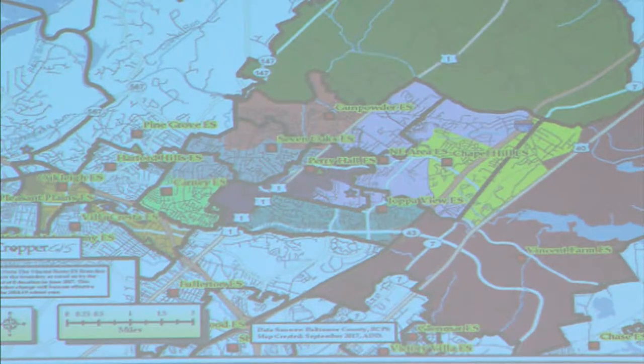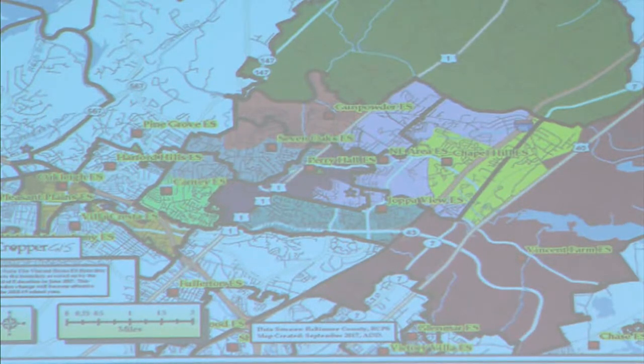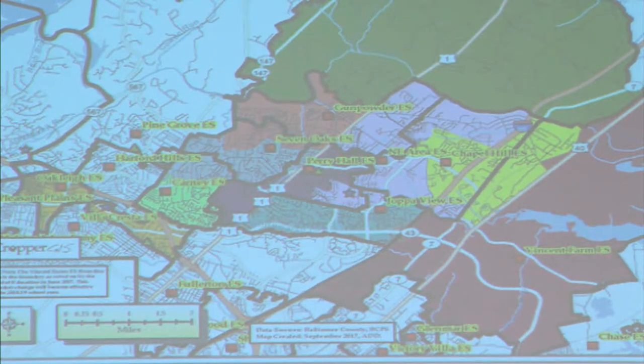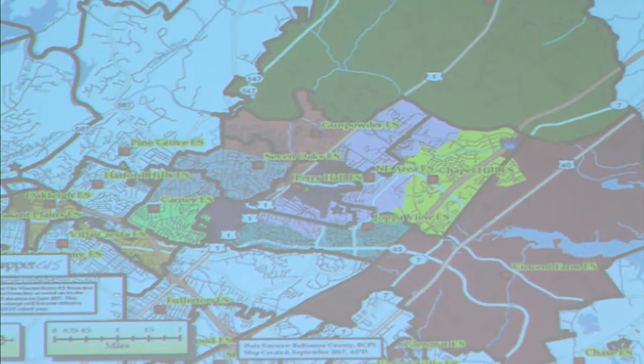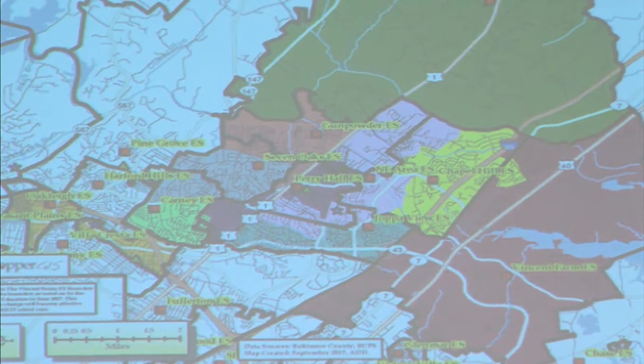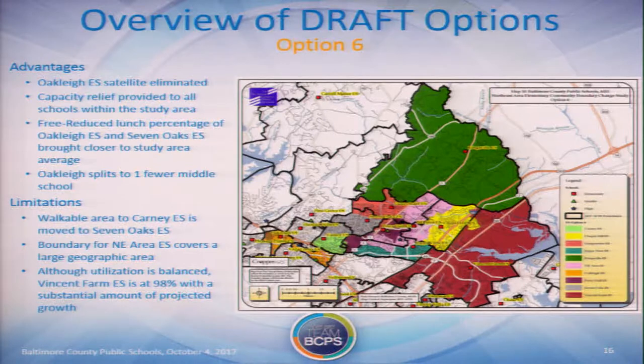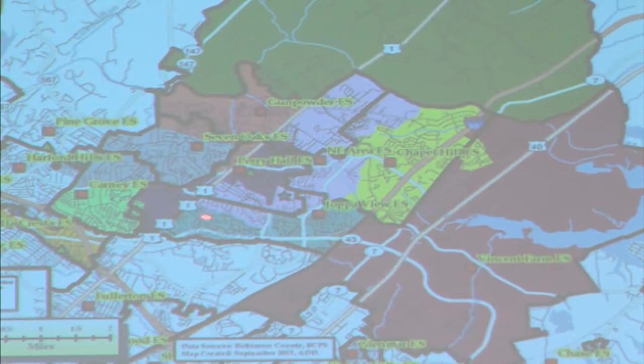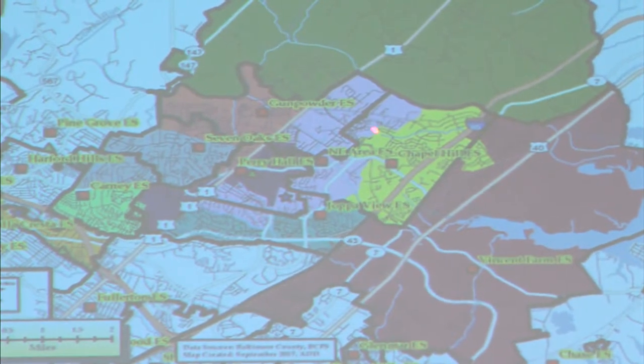And some of the limitations of this option is it does impact a larger number of students. So you keep an eye on the numbers of students that are impacted in this option as well. Option six is another look. You can see that this option doesn't give as much relief to Vincent Farm, but the new elementary school pretty much comes north and south. It does come down into south of Silver Spring for the new school and kind of wraps around Perry Hall.